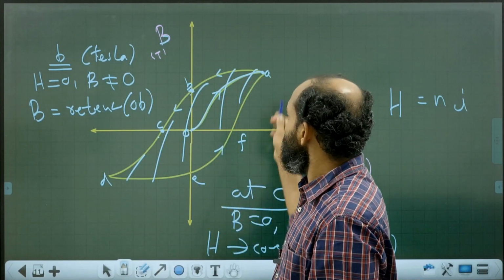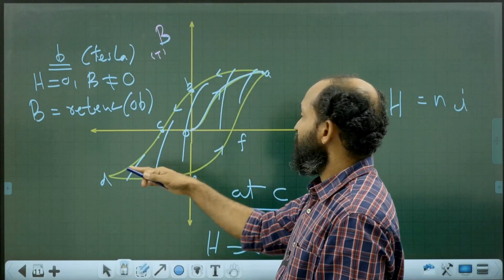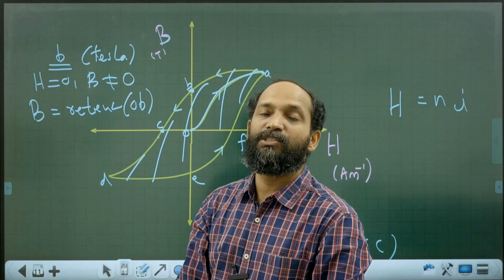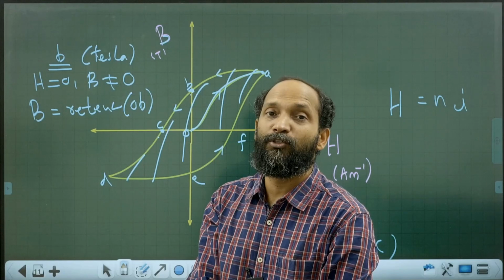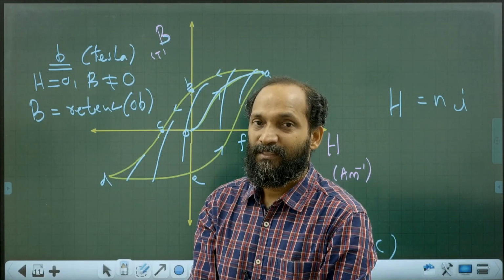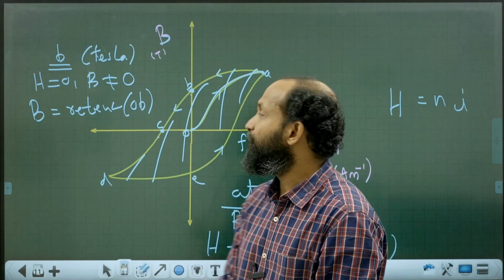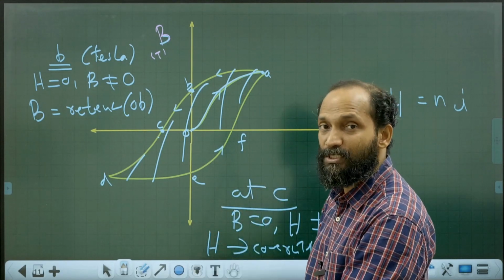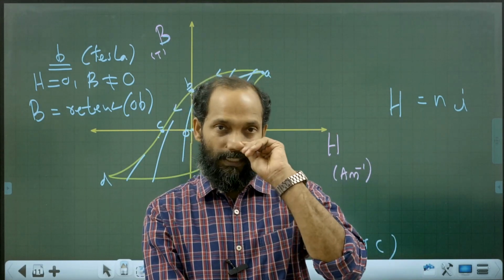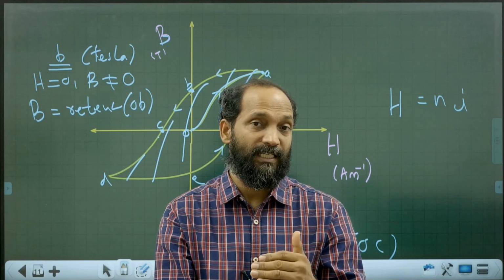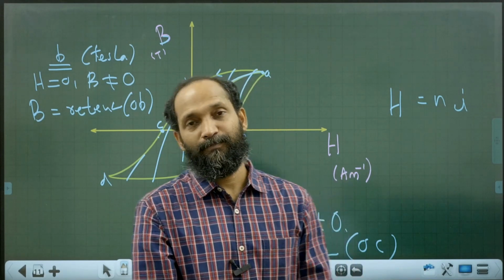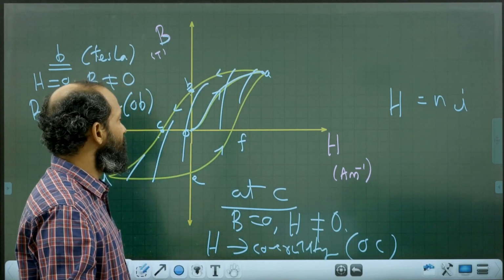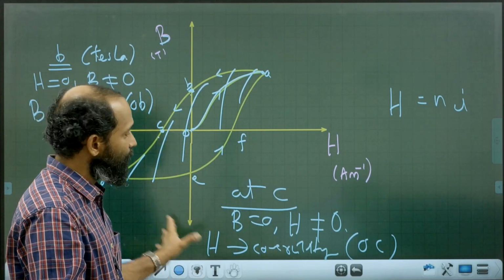And here hysteresis loss is the loop area. The one with the lower hysteresis loop area is chosen as a temporary magnet. For a permanent magnet, that loop area doesn't matter. So the loop area will give you the heat lost, called hysteresis loss, per cycle of magnetization and demagnetization per unit volume. This topic is also very important.